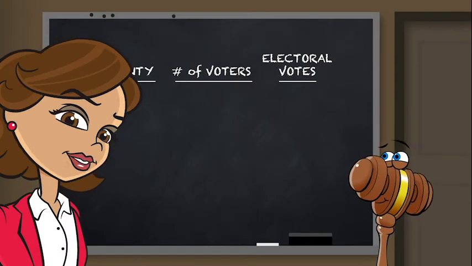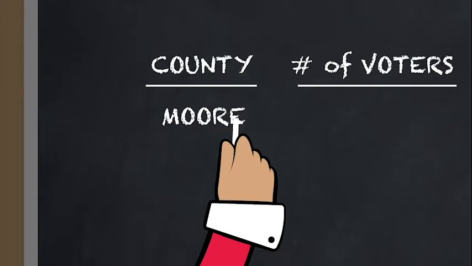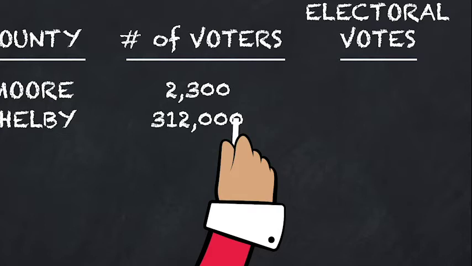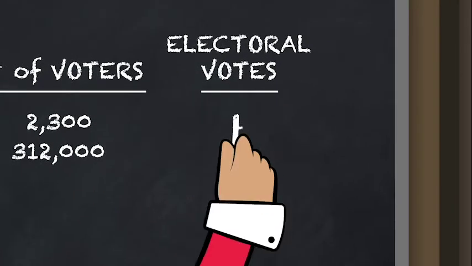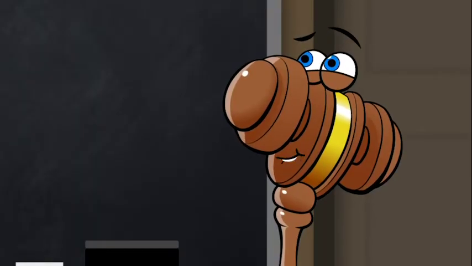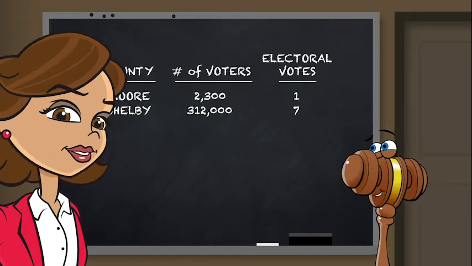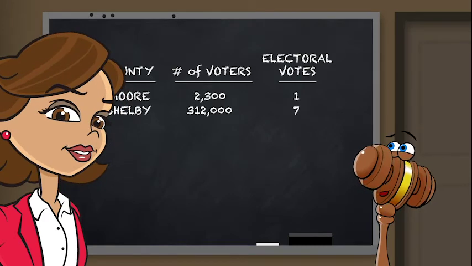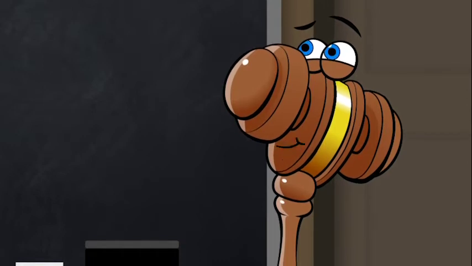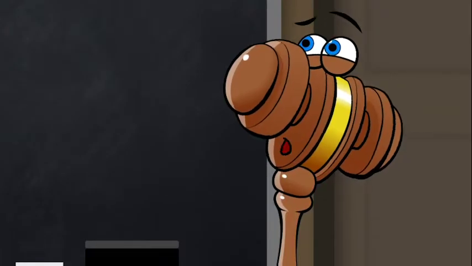Okay. Charles Ryan later gave this example. Let's say that in 1961, Moore County has 2,300 voters, and Shelby County has 312,000 voters. Moore County has 1 electoral vote, and Shelby County has 7 votes. I get it now. Moore County's 1 electoral vote would equal 2,300 voters, but each one of Shelby County's electoral votes would equal almost 45,000 voters. That meant that a Moore County voter had 20 times the voting power of a Shelby County voter. Exactly. No wonder the Shelby County voters were mad.